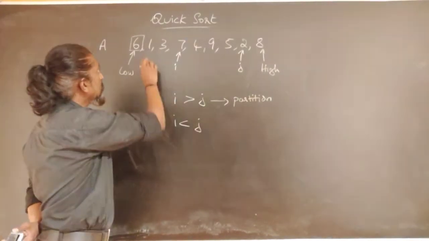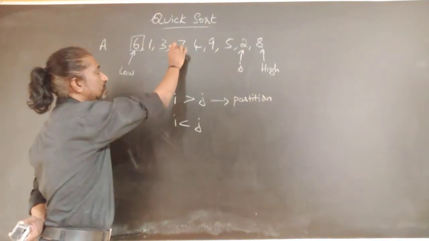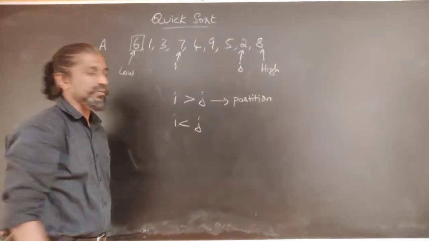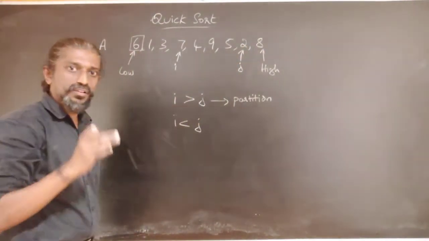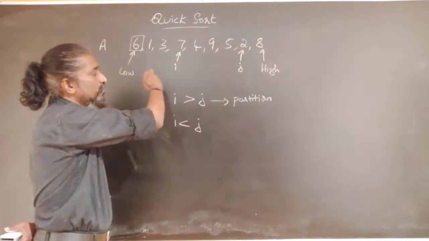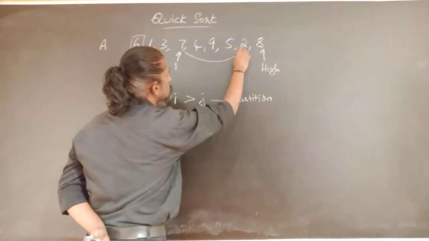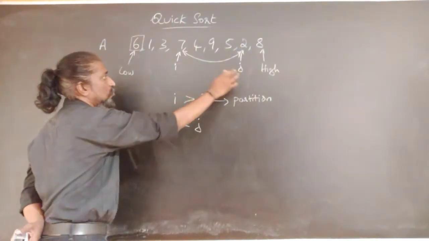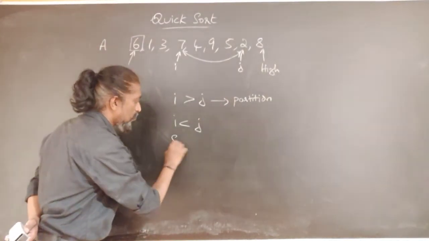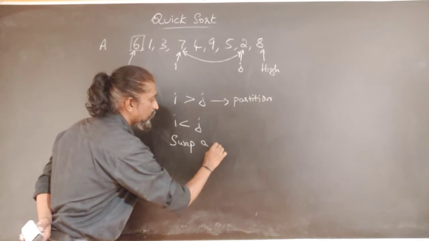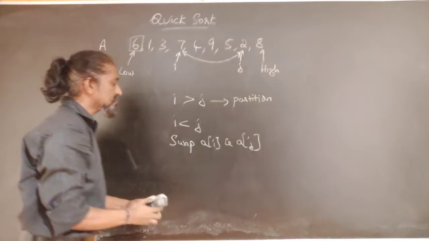One observation we can make: the i pointer stopped because it encountered an element that is larger than the pivot. This element can be present to the right of the pivot. In the same way, we encountered an element with the j pointer which is smaller than the pivot, which can be present to the left of the pivot but not to the right. Therefore, we can swap the elements pointed to by the i pointer and the j pointer. If i and j have not crossed over, we are going to swap a of i and a of j, the elements pointed to by the i pointer and the j pointer.